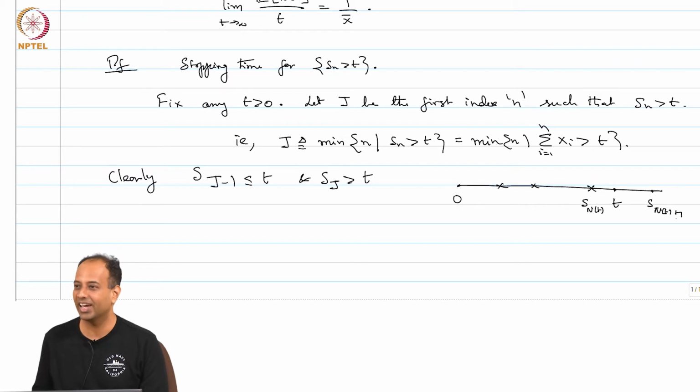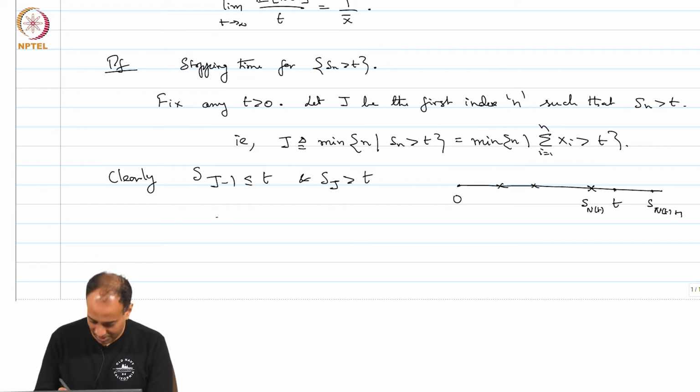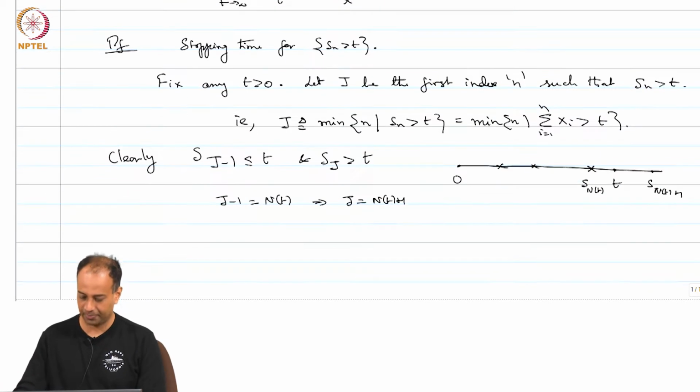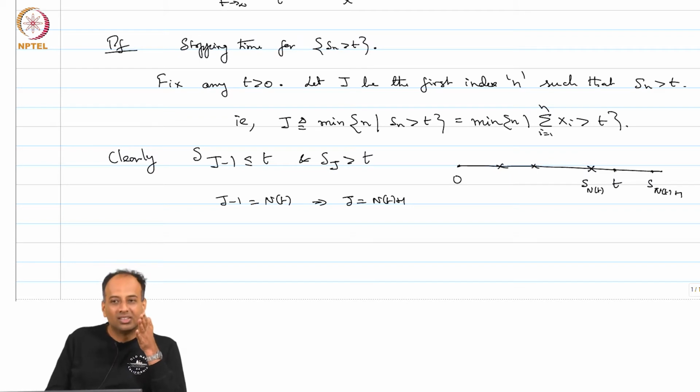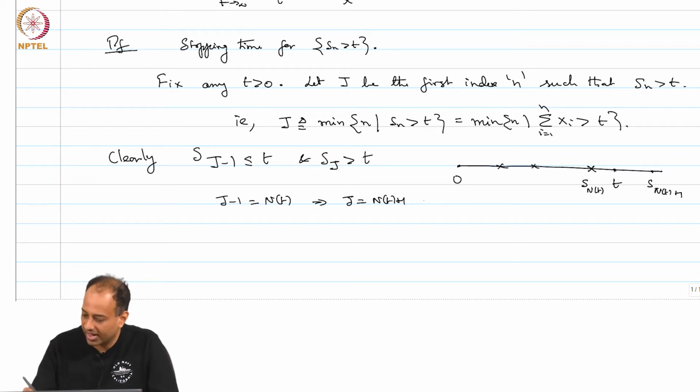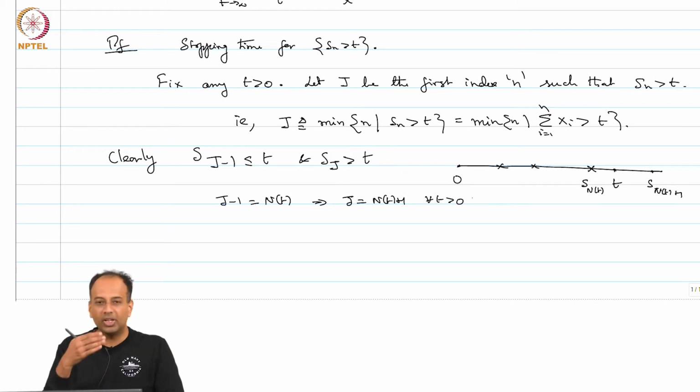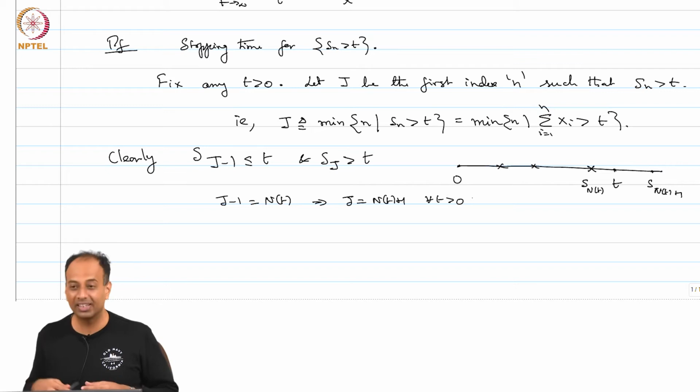So, in terms of S j, what did we say? S n t is basically S j minus 1 and S n t plus 1 is S j, right. So, what are we saying? From the picture it is clear that j is n t plus 1. So, the first index that I know exceeds t is the index n t plus 1 for every t, right. So, the stopping rule j is nothing but n t plus 1, it is very clear from the picture.